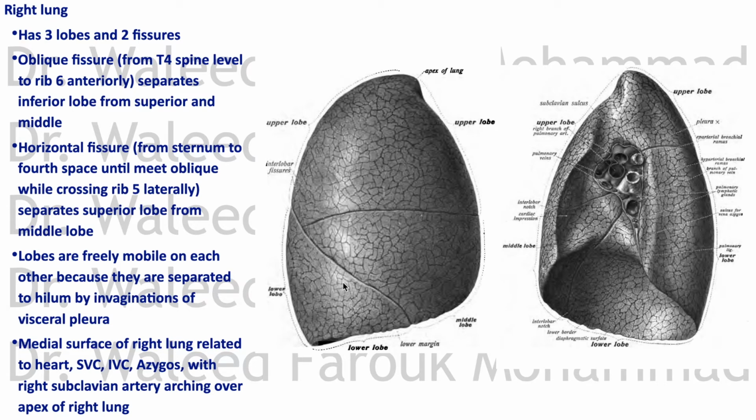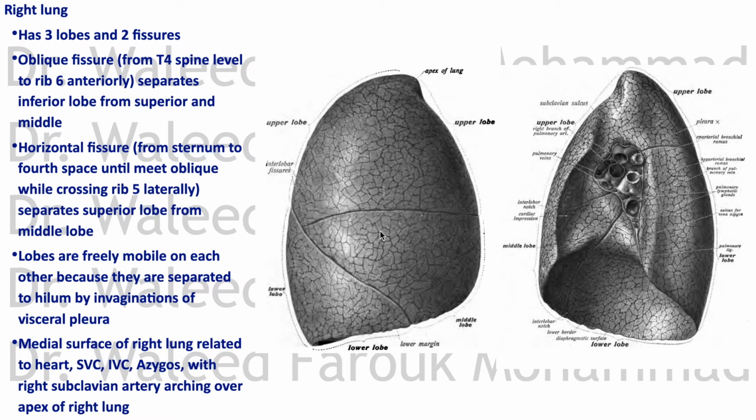But trust me, doctors, this is not the main difference, because I dissected many right lungs with only one fissure. So actually do not count on the fissures. No, but count on the anatomical position. Where is anterior, where is posterior, superior, inferior, lateral, and medial. And you have in the right lung superior, middle, and inferior lobes.